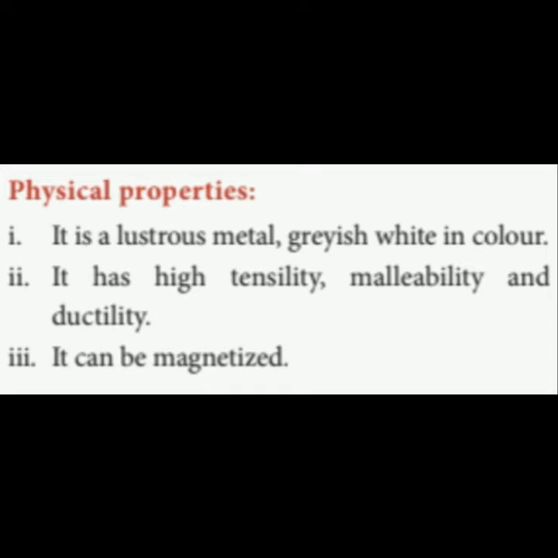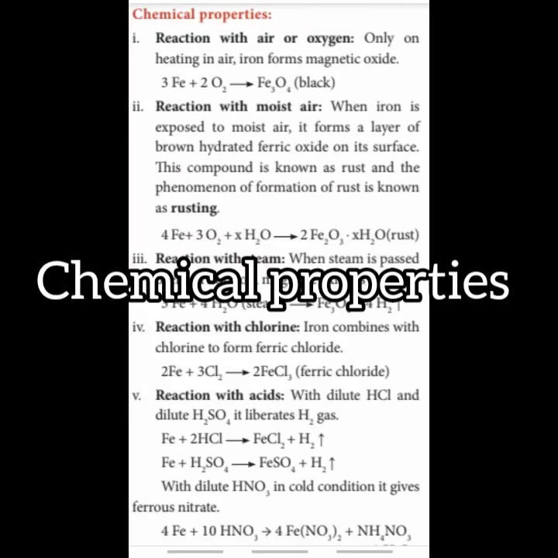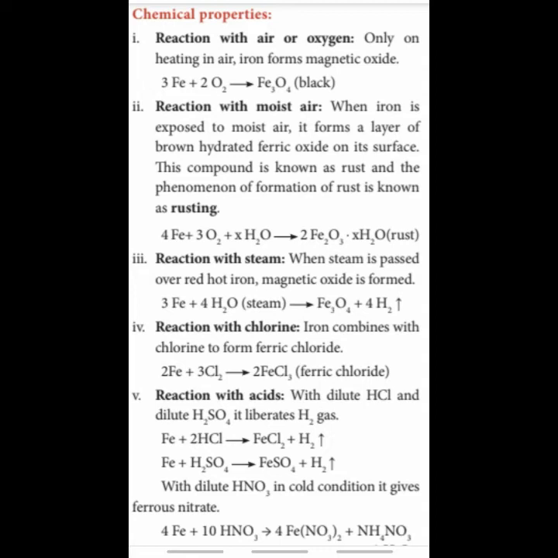Ductile means make them into rod or thin wire. Then the third point, it can be magnetized. That means it is easily attracted by the magnet. Next topic is the chemical properties of iron.